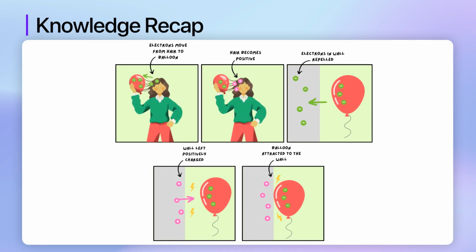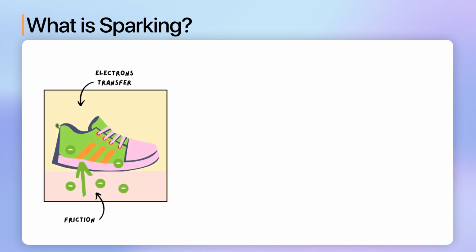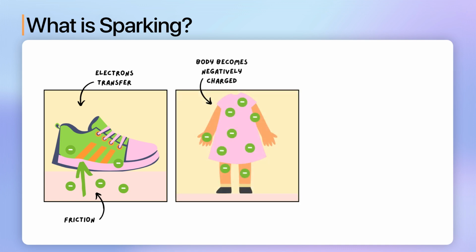So far, you are familiar with the basics of static electricity, which involves the buildup of electric charge. Let us examine another common phenomenon known as sparking, which can be explained by static electricity. Have you ever experienced a sudden shock or seen a small spark when touching a metal object? When you shuffle your feet on a carpet, friction between your shoes and the carpet causes electrons to be transferred from the carpet to you, giving your body a negative charge.